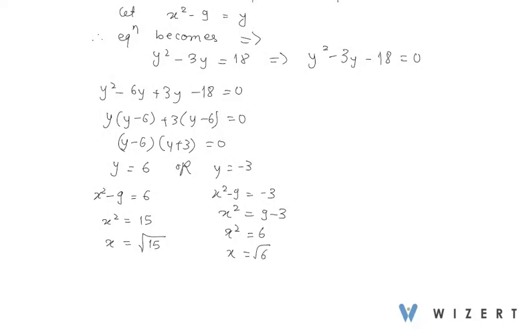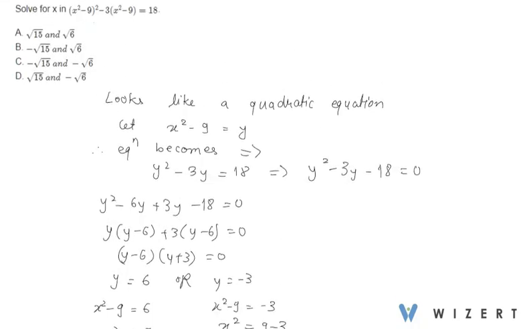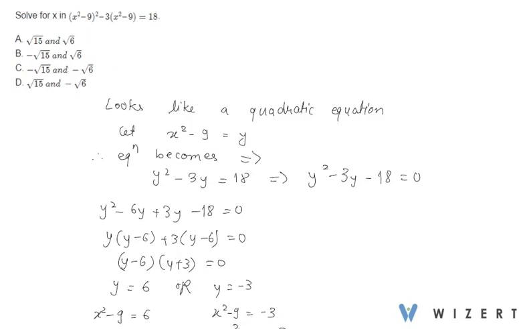So let's see what the options given are. Yes, the answer is option A, √15 and √6.